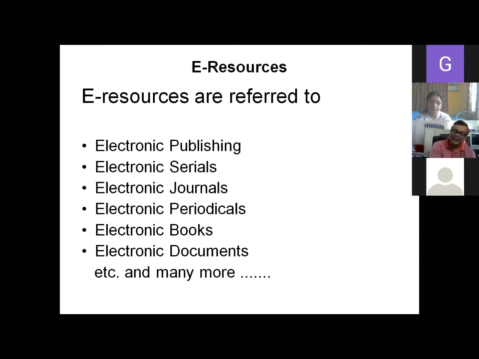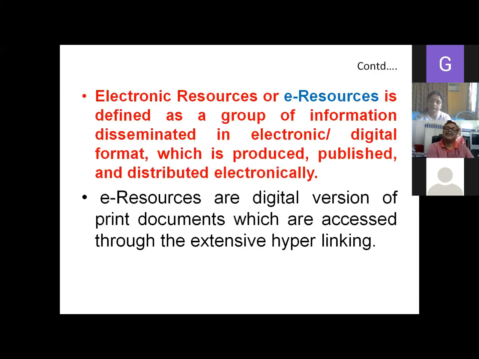If you are reading online through the web, it is online e-resources. If you are reading offline after downloading it, it is offline e-resources. So a simple definition: it is nothing but a bundle of group of information which is disseminated in the digital form or electronic form, and produced, published and distributed in the digital environment or the electronic environment. That is a simple definition of e-resources.